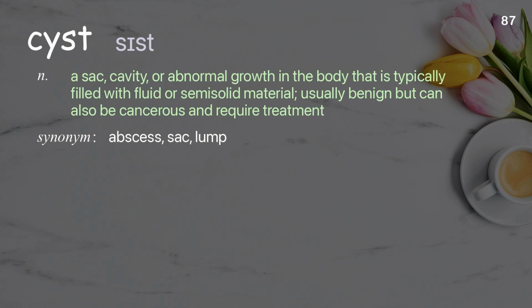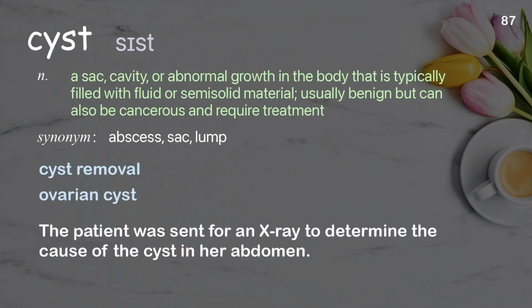Cyst: a sac, cavity, or abnormal growth in the body that is typically filled with fluid or semi-solid material, usually benign but can also be cancerous and require treatment. Examples: cyst removal, ovarian cyst. The patient was sent for an X-ray to determine the cause of the cyst in her abdomen.